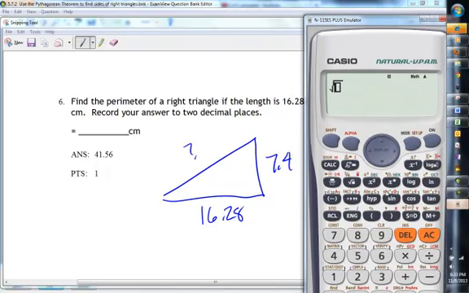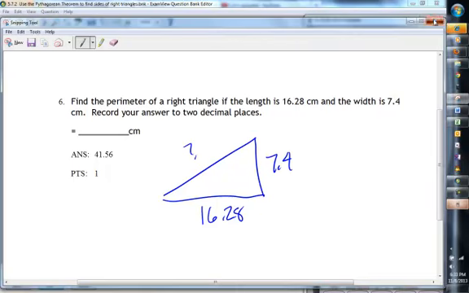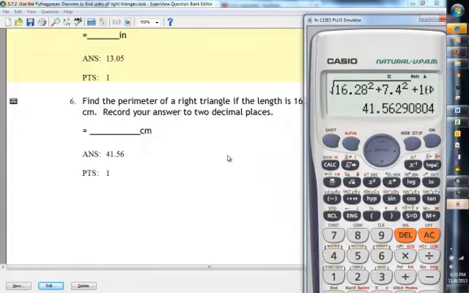So that is the square root of 16.28 squared plus 7.4 squared, and then get outside the square root because you have to add in the 16.28 and you have to add in the 7.4, and you get 41.56. Next one.